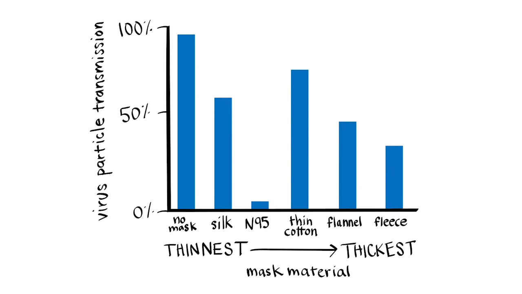But then we jump over to the cottony materials. So the thin cotton didn't block very much. The flannel blocked a little more, and the fleece blocked a little more than that. So it kind of looks on the right-hand side of the graph like the thickness of the fabric matters too. So we might have something here, but it's not a strict trend.